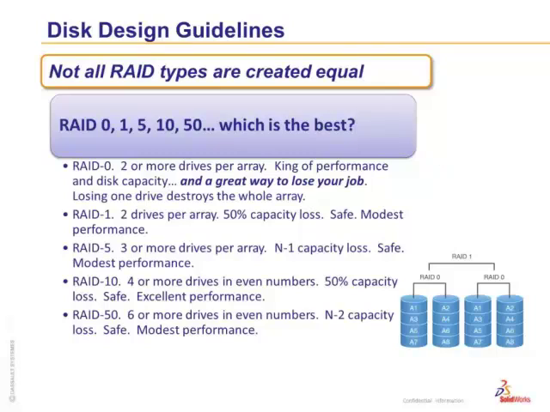We get into RAID 1s. RAID 1s are basically 2 drives mirrored to each other. You lose half the capacity simply because of mirroring. The performance is actually pretty good.